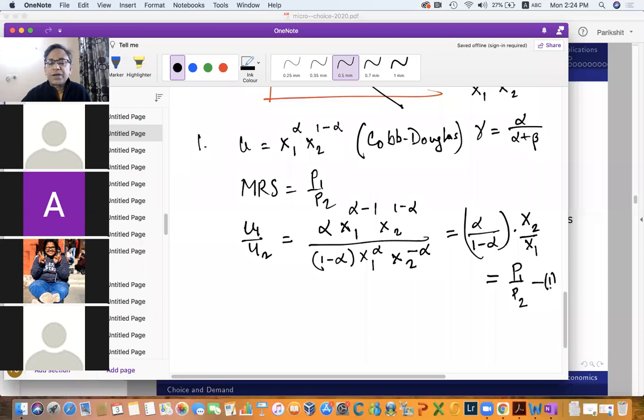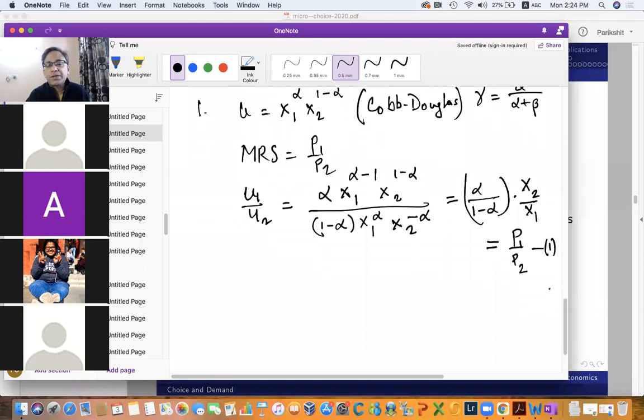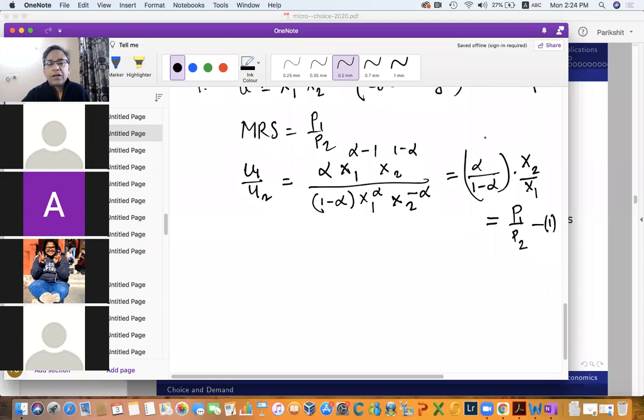That's my first equation coming from the condition MRS equals price ratio. Now, there are two unknowns, x1 and x2, so I need a second equation. Fortunately, I do have the second equation, which is my equation for the budget constraint. So P1x1 plus P2x2 equals Y, the income. So that's our second equation. So we have to solve these two, and that's very easy to do.